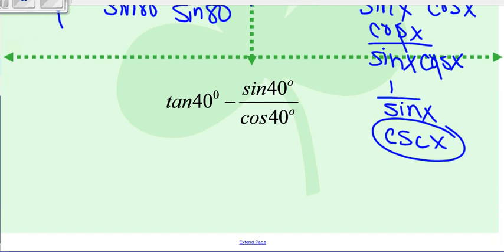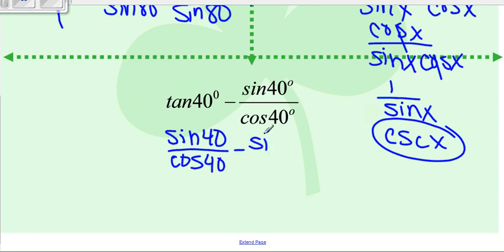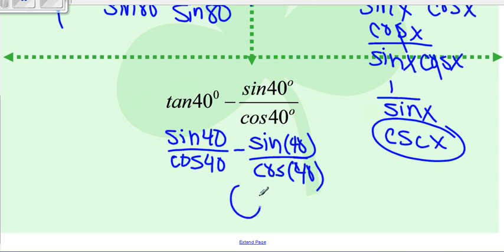And for the last one, I have tangent of 40 minus sine of 40 over cosine of 40. My sine and cosine are already in the form of sine and cosine. Can I rewrite tangent in any way to do the same? I can. Tangent is sine over cosine. So I have sine of 40 over cosine of 40 minus sine of 40 over cosine of 40. Just because I wrote it in parentheses doesn't mean it's actually different. They're the same number, so if we're subtracting the same number, our solution there would be 0.